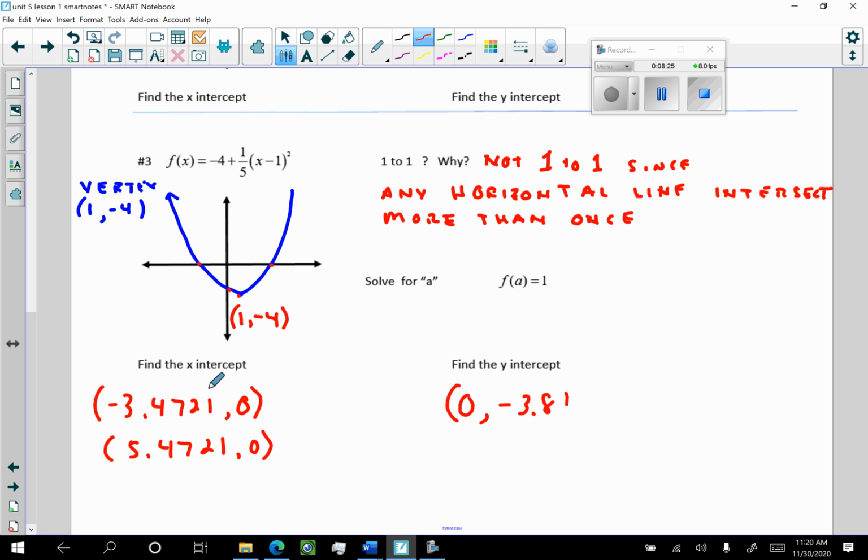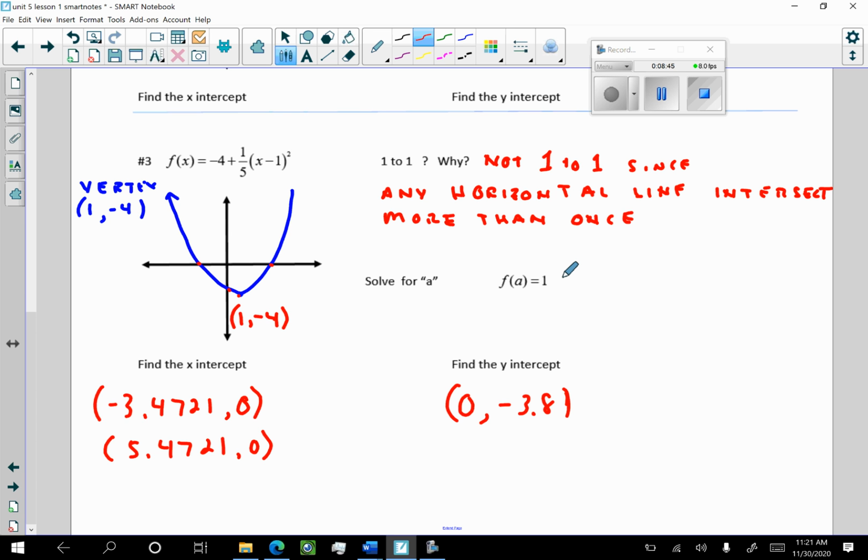Okay, so these x and y intercepts for these quadratics with your graphing calculator, pretty easy. Don't forget your graphing calculator. Nobody's asking you to use the quadratic formula to find those, especially since we have our graphing calculator. Now here's the tricky part. I want to know what A's map to 1.